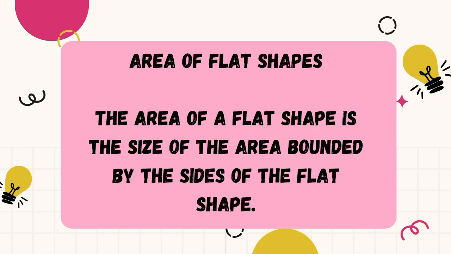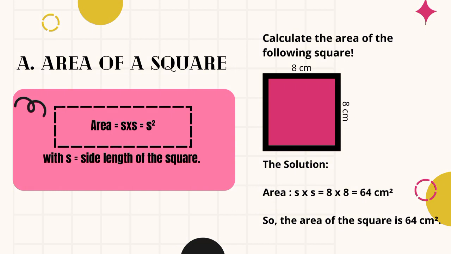Now, let's get into the area of flat shapes. The definition: the area of a flat shape is the size of the region bounded by the sides of the flat shape. Now we talk about the area of a square.